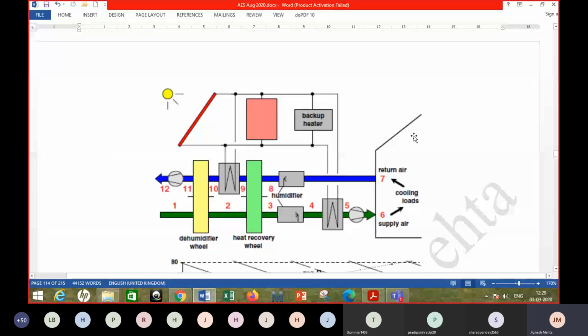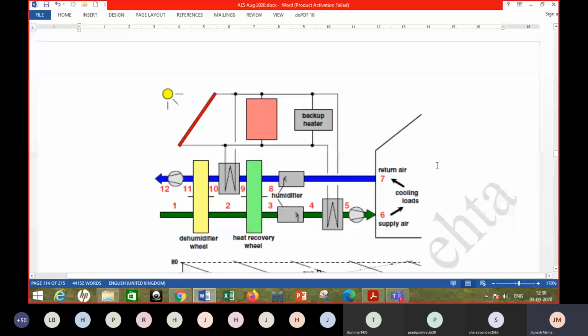So here there is a space which is air conditioned, right? Now in such a space, if you think about a split AC, what it does is it takes the room air, it cools it and puts it back into the room. So the same room air is continuously recirculated in a split AC.